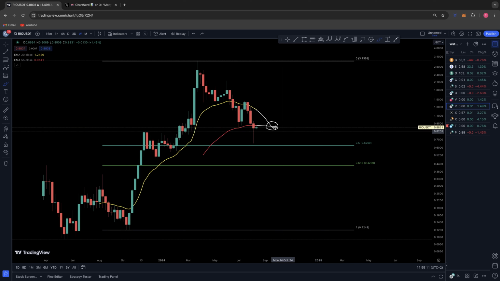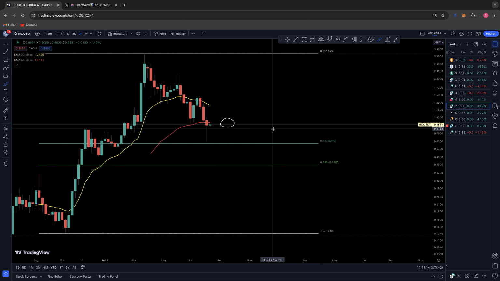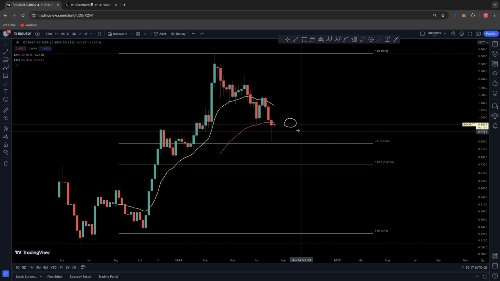Now, RIO hasn't formed its death cross yet. Does it mean that it can't form one? No, it doesn't. Of course, it can form one.